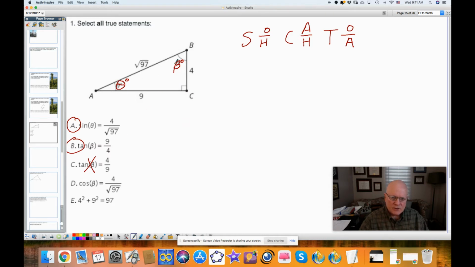The cosine from this one. Cosine is the adjacent divided by the hypotenuse. That would be 4 divided by the square root of 97. Oh, that's true. And how about a squared plus b squared is equal to c squared? This is 97. It doesn't say 97 squared. Well, I have the square root of 97, and if you square that, what do you get? You get 97. So this is true as well.